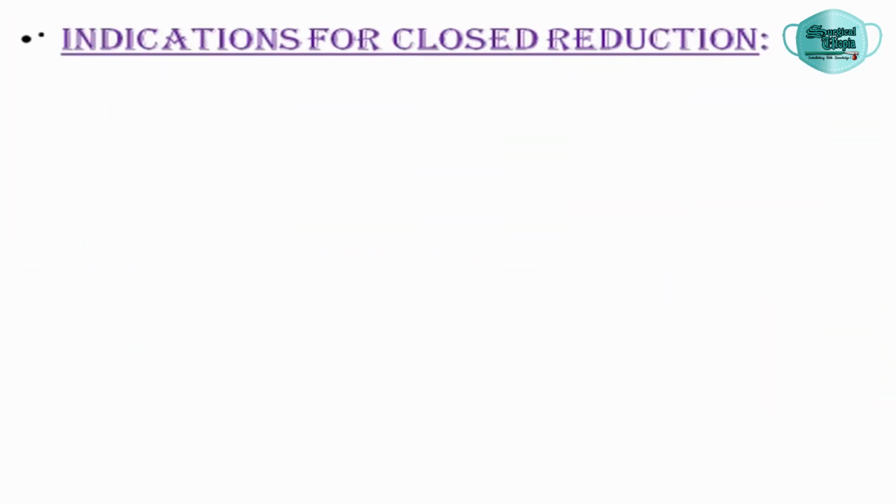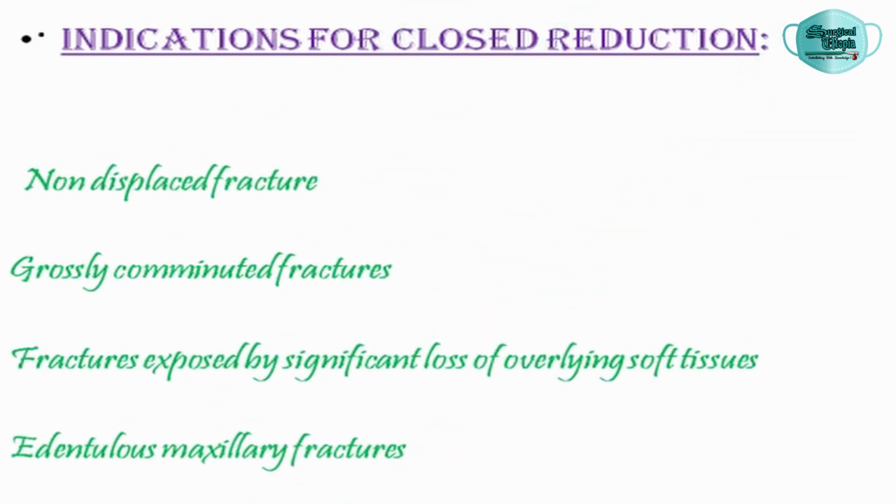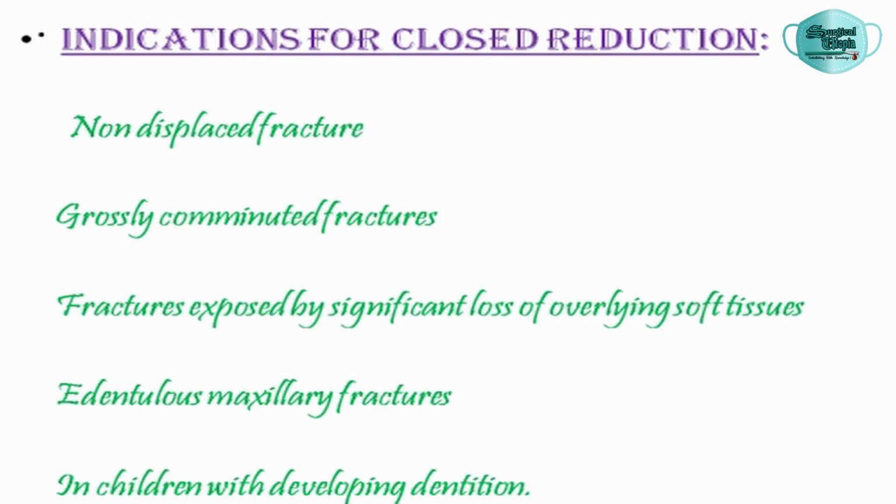Then coming to the indications of the closed reduction. So what are the indications of the closed reductions? The first one is that the fracture should not be displaced. The second one is that the fracture is grossly comminuted and there are multiple fragments of the fracture. The third point is that the fracture is exposed significantly by loss of the overlying tissue. The fourth point is the edentulous maxillary fracture. Fifth point is that the fracture occurring in children with developing dentition.